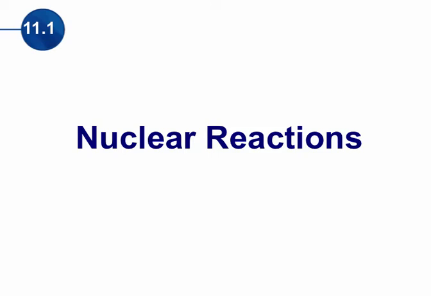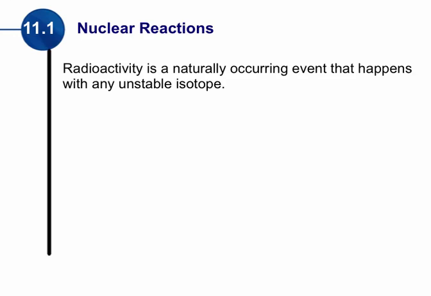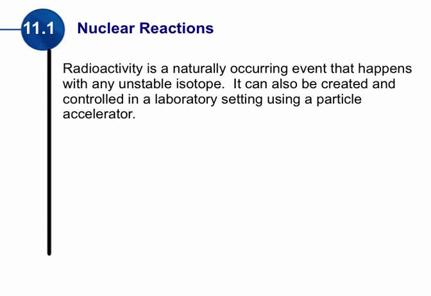So let's look at nuclear reactions now. From what we've already studied, we know that radioactivity is a naturally occurring event. It happens when an isotope is unstable, occurring naturally in nature depending on certain isotopes. It, though, can also be created and controlled. And this is probably the type of reaction that you're most familiar with or think about the most, a controlled or created reaction in a laboratory setting.